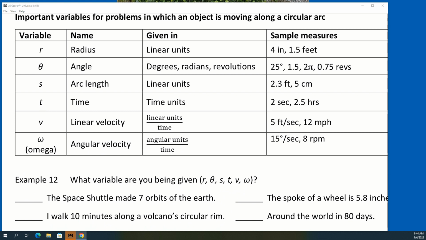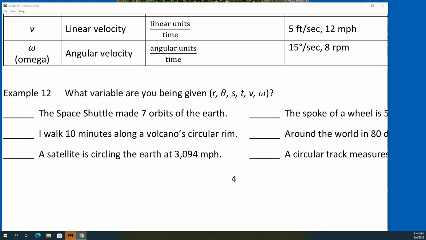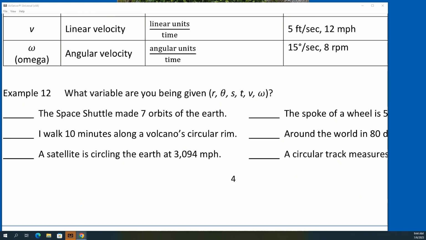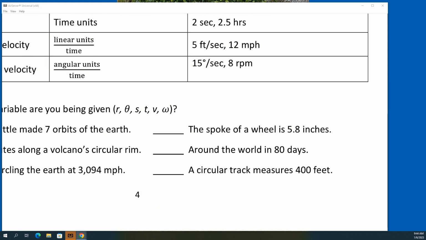Linear velocity is going to be V. And linear velocity is always some kind of linear unit over some kind of time. So you guys are used to this, like feet per second. What does mph stand for? Miles per hour. If you don't know that, write it down.